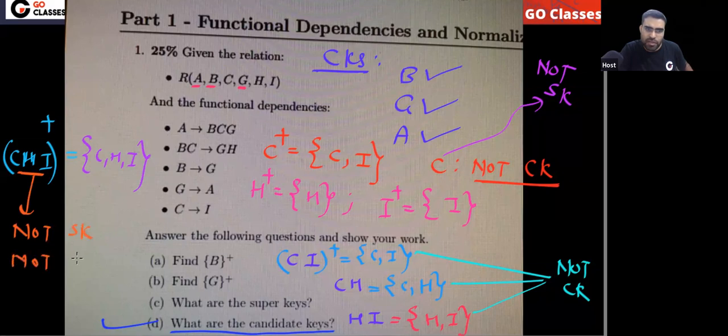Okay, this is not a super key. This is not a candidate key. Yes, correct. Okay, so that's it. Is this clear? So now I can stop. Do you agree with me?